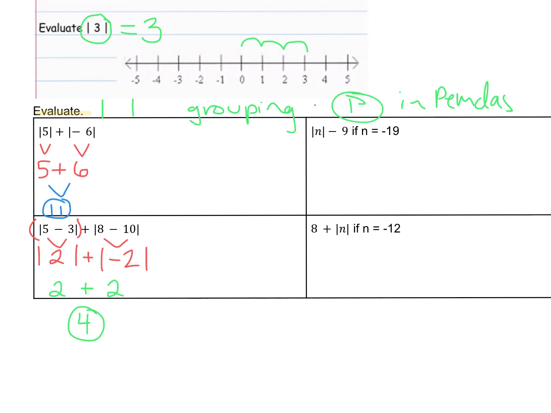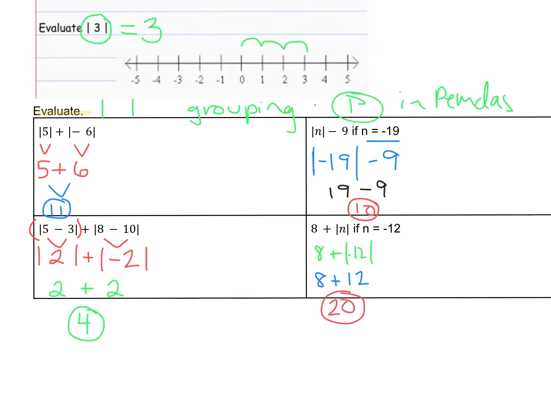Next one, we are using our substitution. If we're given the value of n, first step is to plug it in, knowing these are vertical absolute value bars, not ones. The distance of -19 from 0 is 19. And then we get 10. Last one, we have 8 plus the absolute value of n, which is -12. So we have 8 plus the distance -12 is from 0, which is 12, for a total of 20.